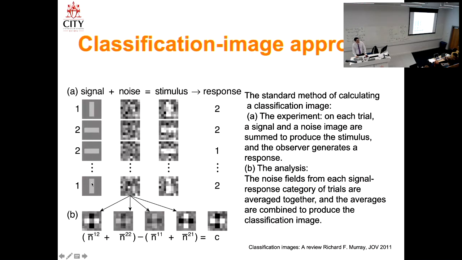signal 1, signal 2. What they do is they add noise to it, and they create a stimulus. And then they show this stimulus to participants, and they record their response. So based on the amount of noise that has been added, and based on the correctness of these responses, they take the means of the ones that were signal 1 but were detected as 2, and then the ones that were signal 2 detected as 2, minus the ones that were signal 1 detected as 1, or signal 2 detected as 1, and then they create this image.